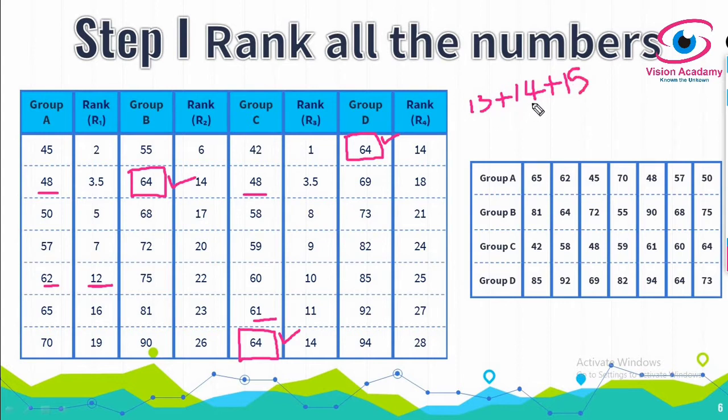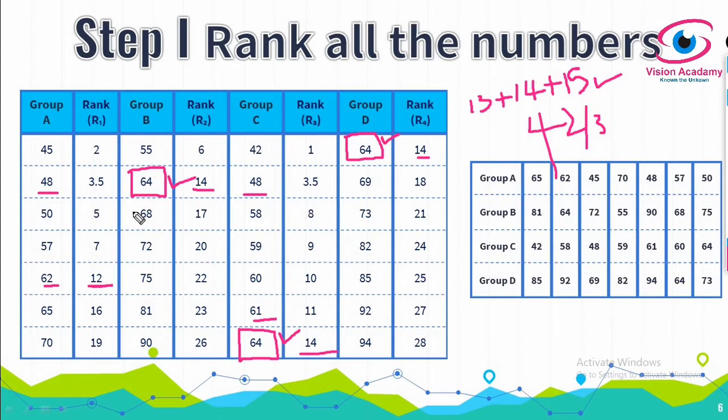So 13 plus 14 plus 15 is 42. Since we have added 3 observations, we will divide that 42 by 3 only. When we divide by 3, we get 14. So 64 is the 14th rank here, here also 14th rank, and here also 14th rank. By now, up to 15th we have given a rank.